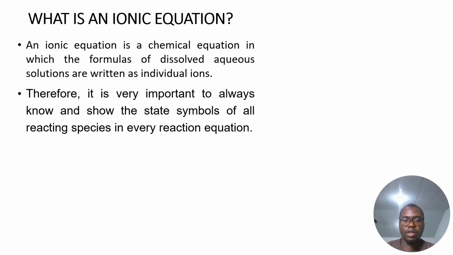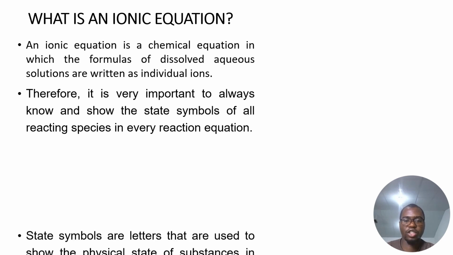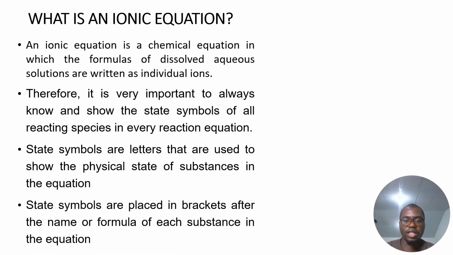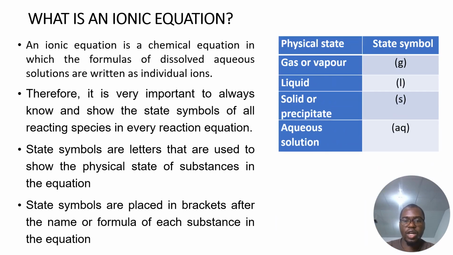Therefore, it is very important to always know and show the state symbols of all reacting species in every reaction. State symbols are simply letters that are used to show the physical state of substances in the equation. State symbols are placed in brackets after the name or formula of each substance in the equation. Let's look at the four state symbols that we have.